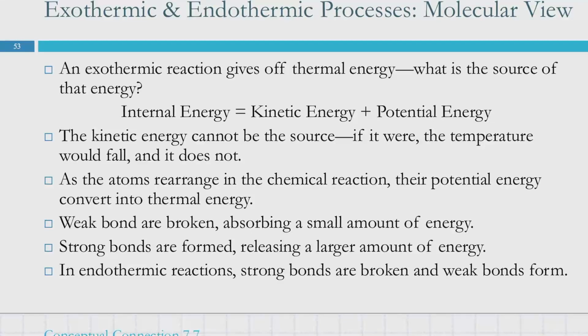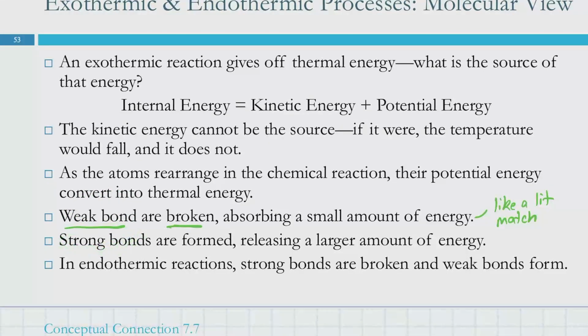So what's happening in exothermic reactions is that weak bonds are broken. In order for us to break bonds, you could think of cutting pieces of rope. It takes energy to cut rope. You have to put some energy in to break the bonds. So there's a little bit of energy that's required, like a lit match or a lighter. You're providing a little bit of a starter, and that's enough to break some bonds. And then strong bonds are formed.